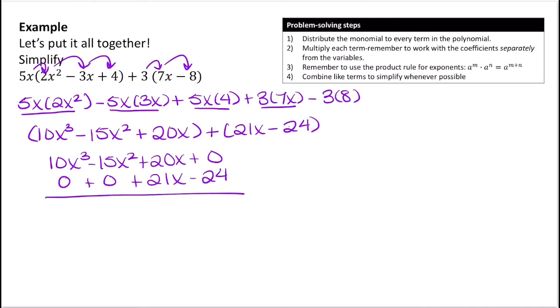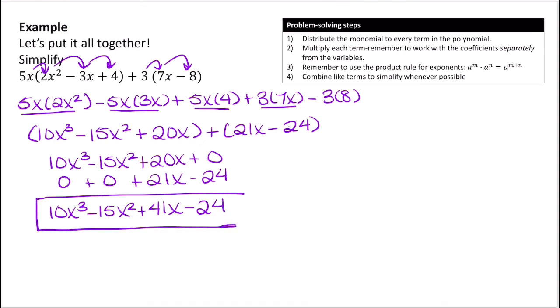And then we can go ahead and combine our like terms. So 10x cubed plus 0 is 10x cubed. Minus 15x squared plus 0 is minus 15x squared. And then 20 plus 21 is going to give me 41x. And then 0 minus 24 is just going to be minus 24. So see, you can combine several different ideas in one problem, right? So we can do our distribution and then we can do the addition of polynomials.